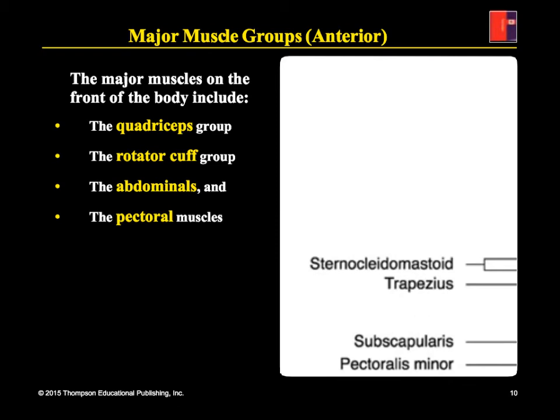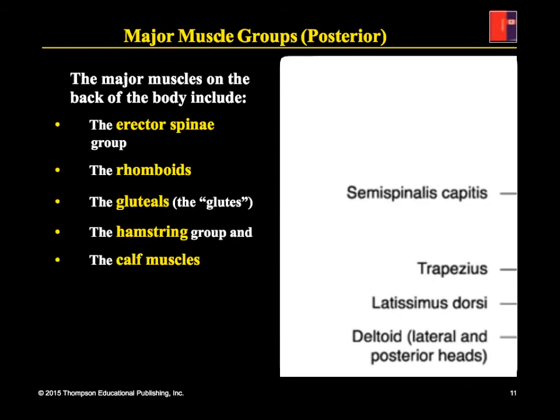Then you've got your abdominal muscles and your pectoral muscles. Working down your back, they are the opposites to your abdominal group, the erector spinae. Some people say spinae. Your rhomboids, your gluteals, which are in your butt or your glutes. Your hamstring group, which is at the back of your leg.